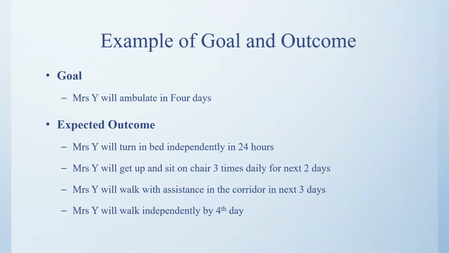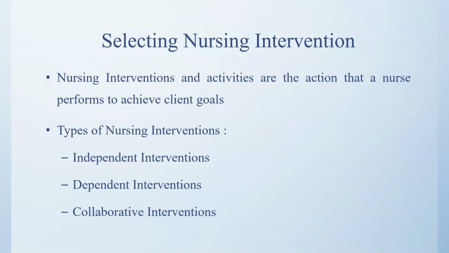Supposing Mrs. Y is operated, or an exploratory laparotomy is done for intestinal obstruction. So in this situation, my goal will be Mrs. Y will ambulate in 4 days, and the expected outcome can be stated as Mrs. Y will turn in bed independently in 24 hours. Mrs. Y will get up and sit in chair 3 times daily for next 2 days. She will walk with assistance in the corridor in next 3 days and will walk independently by 4th day, so that I achieve my goal through these outcomes.